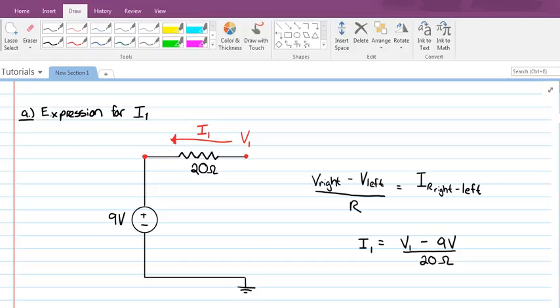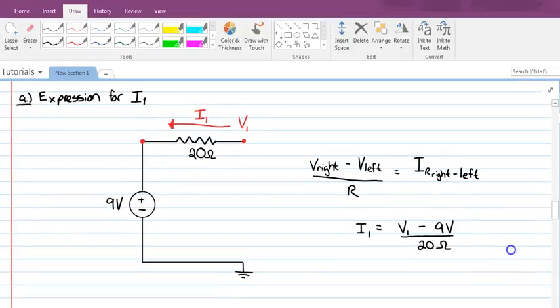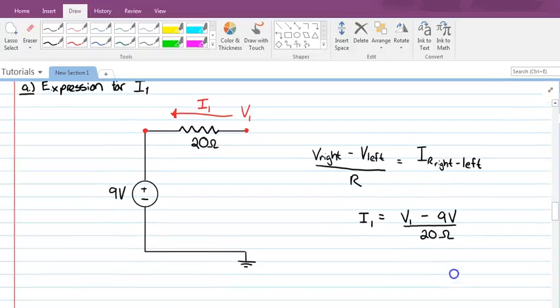So the way we do it, I've got an expression. The current through a resistor going from right to left is equal to the voltage at the right of the resistor minus the voltage at the left of the resistor divided by the resistor. And I've written that right here. V right minus V left over R is equal to the current through the resistor going right to left. So in our particular circuit, I1 is going to be equal to V1, which is the voltage at the right, minus 9 volts, which is the voltage at the left, divided by 20 ohms. And that's going to be our expression for I1.